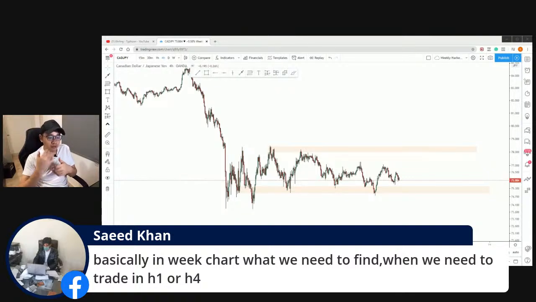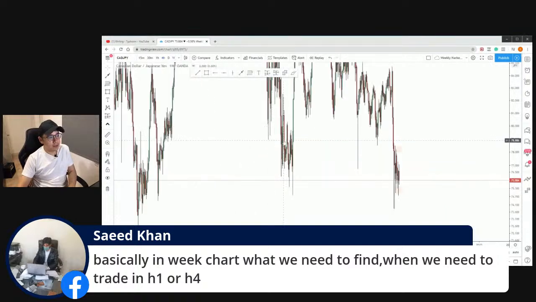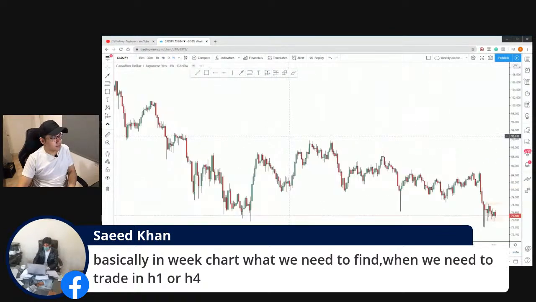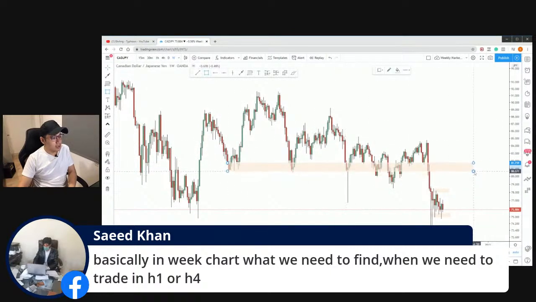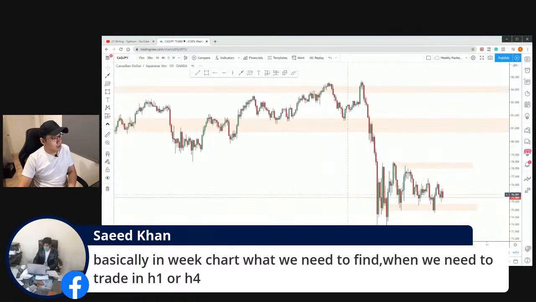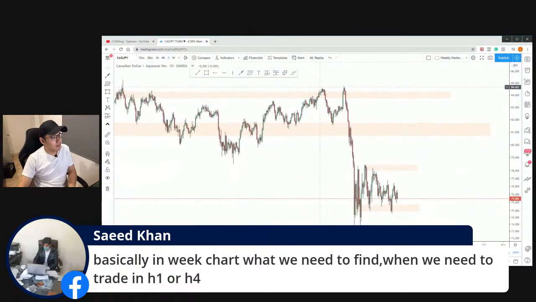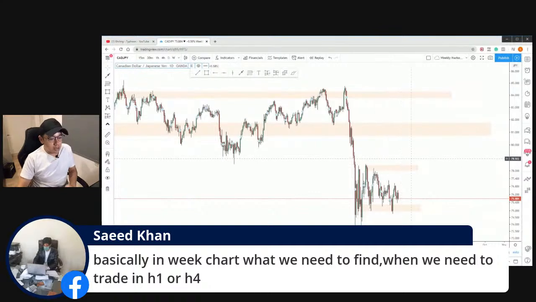So what you need to find in the weekly chart is that you need to find significant support and structure levels on the weekly chart. So for example, for this Canadian JPY pair, this is a weekly chart. What we need to know is that we need to identify all these important levels on the weekly chart. And on the daily chart, we can see how market really reacts to these levels.